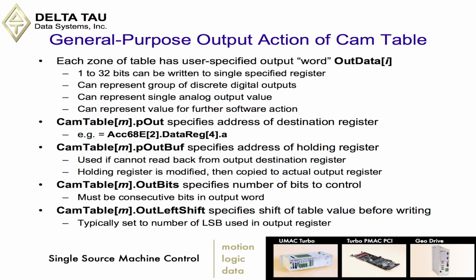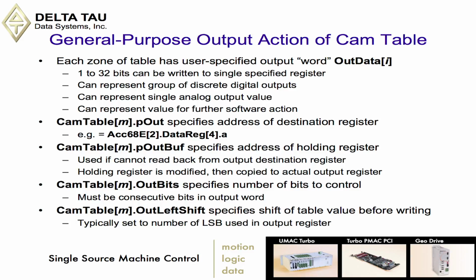The general purpose outputs, there's a cam table P out that specifies the destination register for the outputs. And then there's also what we call P out buff, which specifies an address of a holding register in case we want to be able to read back the values. We cannot read the P out, but we can read what we specify as the holding register for P out buff.